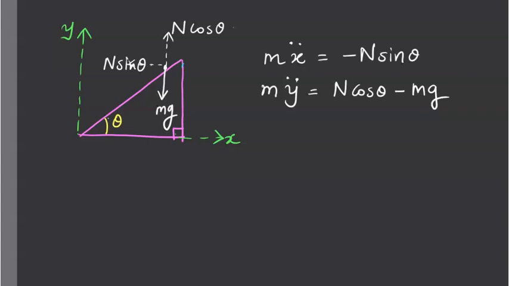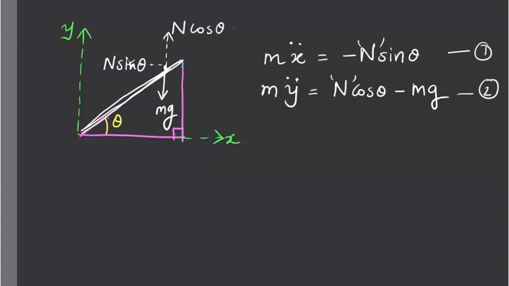Now one more thing to note here, that these two equations we cannot solve because this particular variable n is extra. Apart from the x and y variables, the n variable is also there. So there are three variables and two equations. You cannot solve such a system. So now what to do? We can take into account the constraint here. What is the constraint here? The constraint is that the block is always on this particular surface. Okay, the block will always move on this surface as long as it is on the wedge.